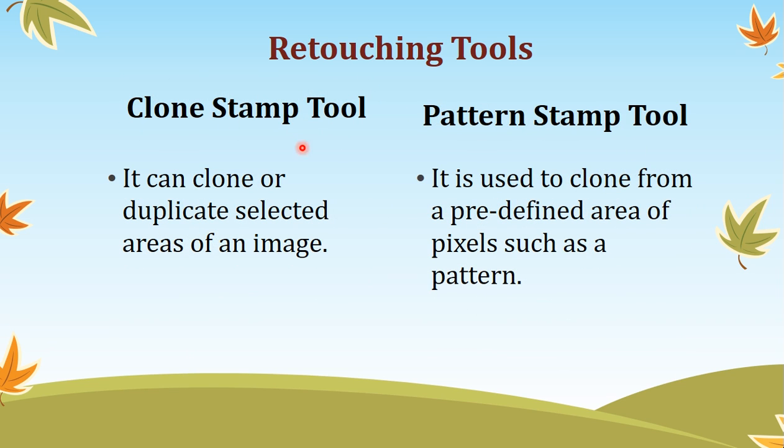Next is clone stamp tool. It can clone or duplicate selected areas of an image, right? Cloning means to duplicate. So to duplicate the selected areas of an image, clone stamp works. Then pattern stamp is the same. It is used to clone from a predefined area. It also needs some sample from our own body, and then it will clone it or make the pattern again and again, right?